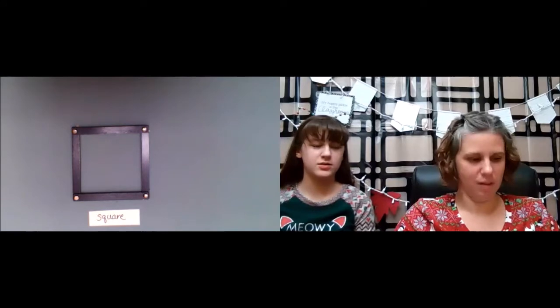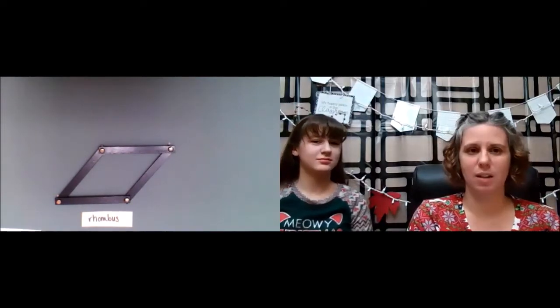First, we want to start talking about the square. So, Selena, can you tell me what is special about what makes a square a square? It has 4 equal sides and 4 right angles. Yes. And then, can you show me how we make it into a rhombus? A rhombus is a quadrilateral of 4 equal sides, but no right angles.